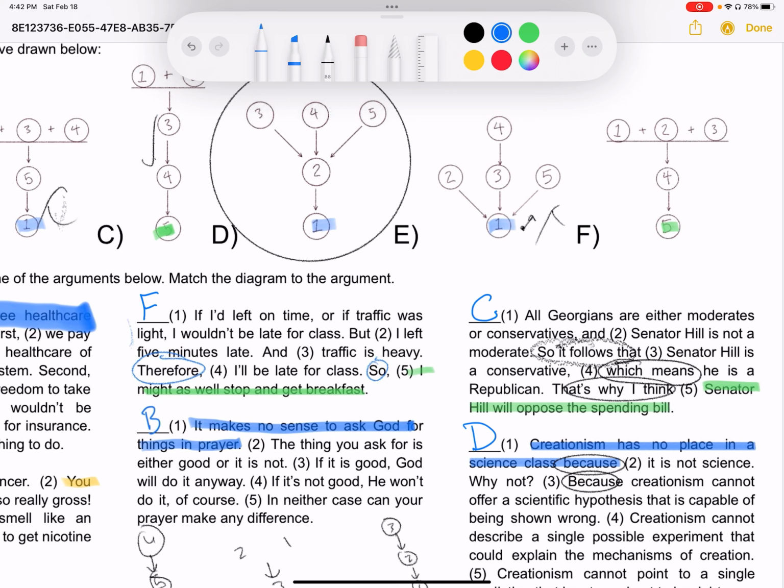And if I flip it around the other way, it'll scan too. I might as well stop and get breakfast. Why do you think that? Because I'm going to be late for class anyway. And why do you think you're going to be late for class? Because if I'd left on time, but I didn't leave on time and traffic is heavy, that scans, right?